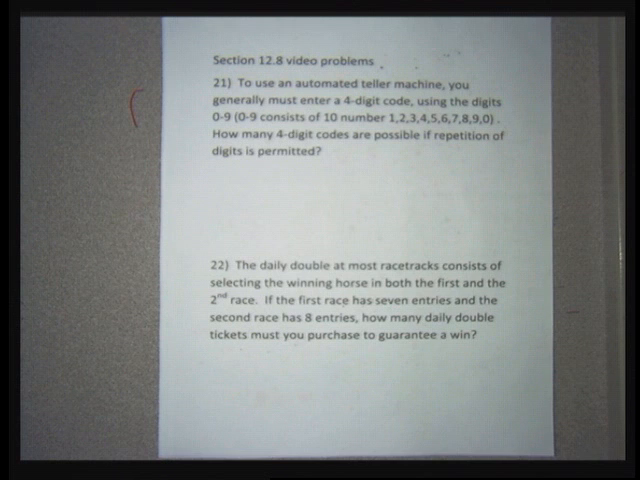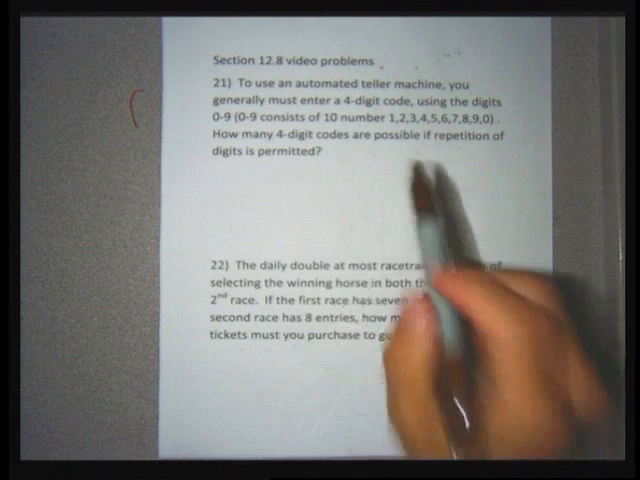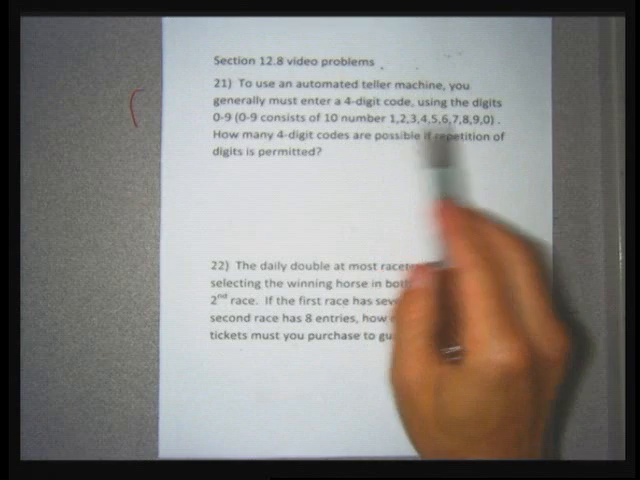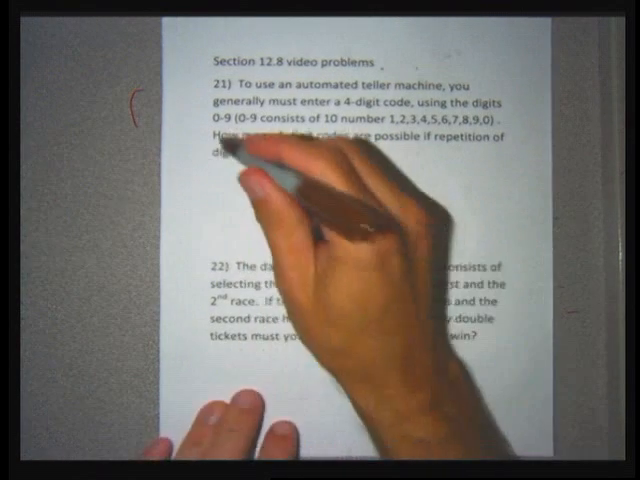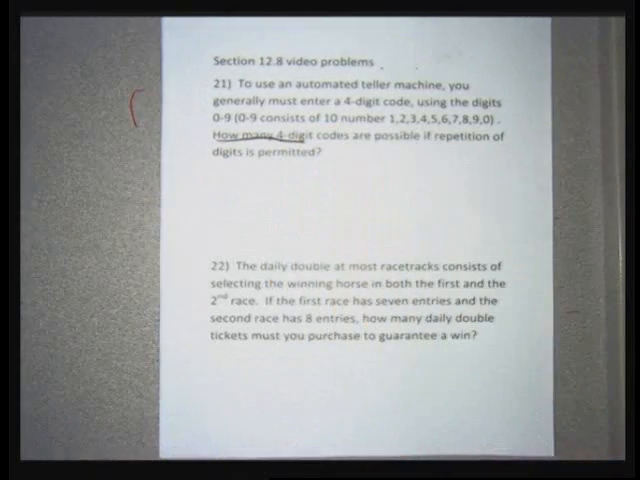So anyways, this particular problem says to use an automated teller machine, you must generally enter a 4-digit code using the digits 0 through 9. 0 through 9 consists of 10 numbers. I added that. The numbers 1 through 9 are 9 numbers, and 0 is a 10th number. And there it is. How many 4-digit codes are possible?